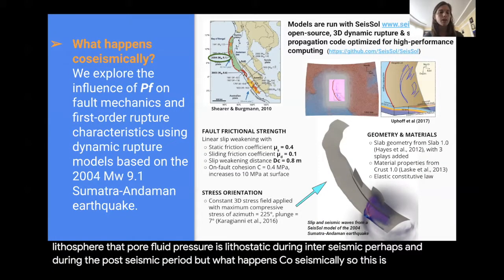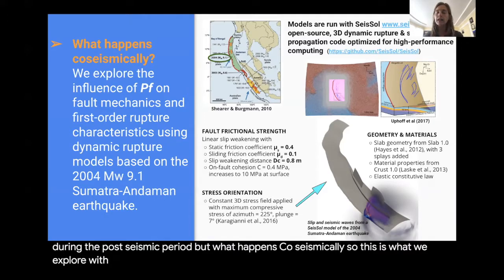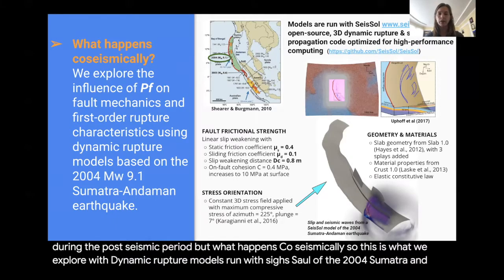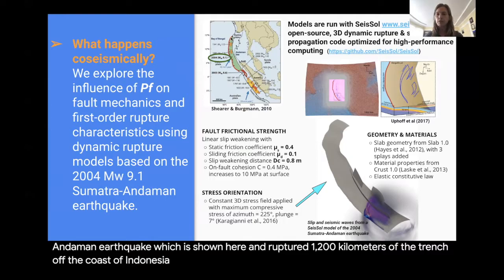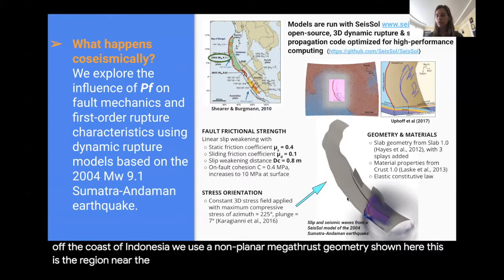So this is what we explore with dynamic rupture models run with SeisSol of the 2004 Sumatra-Andaman earthquake, which is shown here and ruptured 1,200 kilometers of the trench off the coast of Indonesia. We use a non-planar megathrust geometry shown here. This is the region near the surface. This is at about 50 kilometers depth.